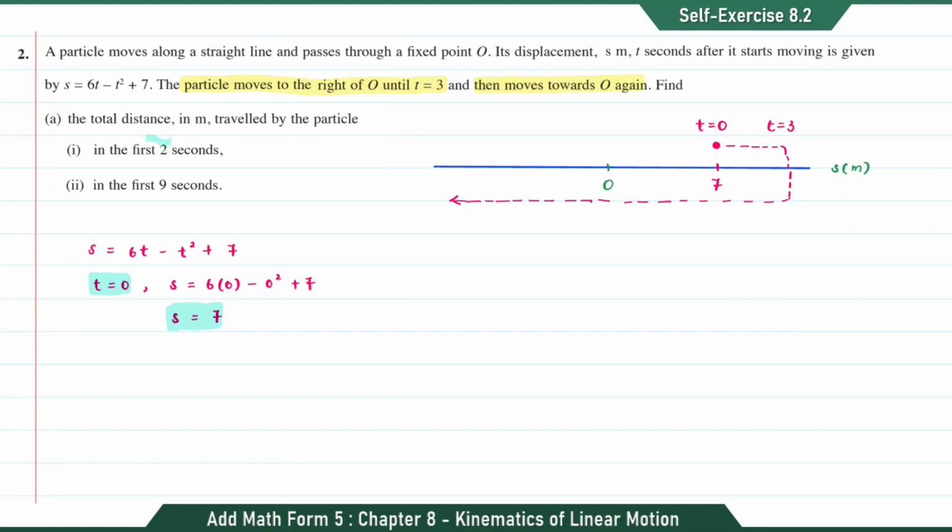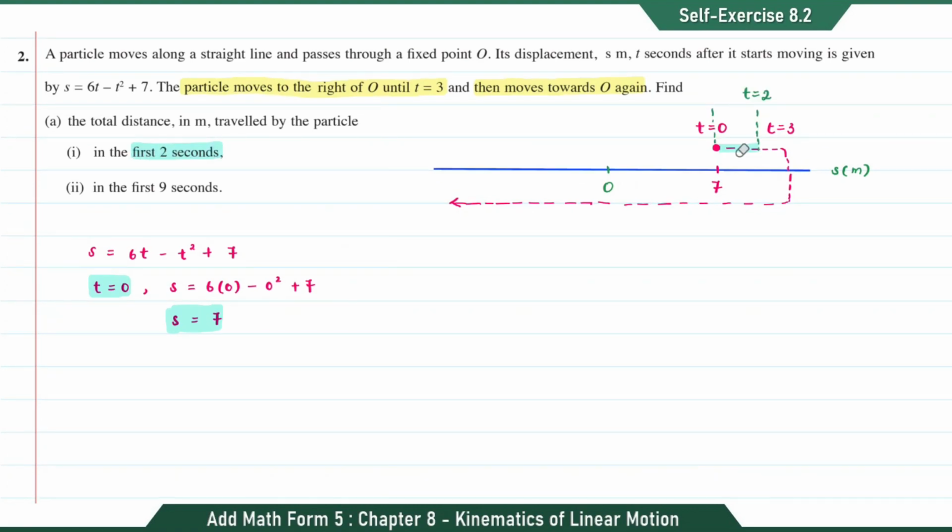For question A1, in the first 2 seconds, the distance will be between t equal to 0 and t equal to 2. So first we're going to find the displacement when t is equal to 2. The displacement will be 6 times 2 minus 2 squared plus 7, which is equal to 15. Then the total distance will be 15 minus 7, which is equal to 8.